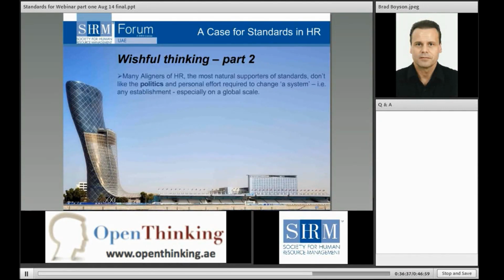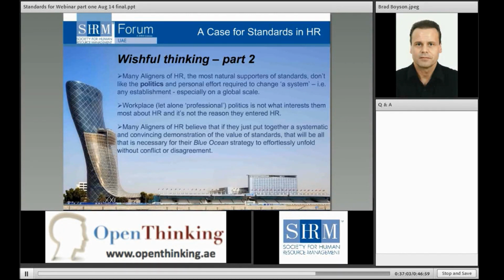Wishful thinking part 2. Now we're talking about the aligners of HR. These are the most natural supporters of standards, but they don't like the politics and the personal effort that's required to go into changing a system, any establishment, especially one on a global scale. Workplace, let alone professional politics, it's not what interests them about HR, and it's not the reason they entered the HR profession.